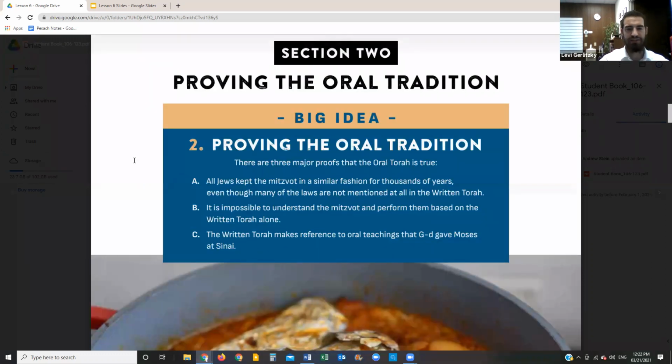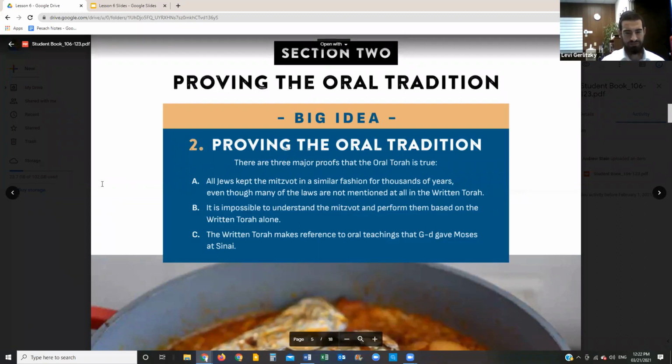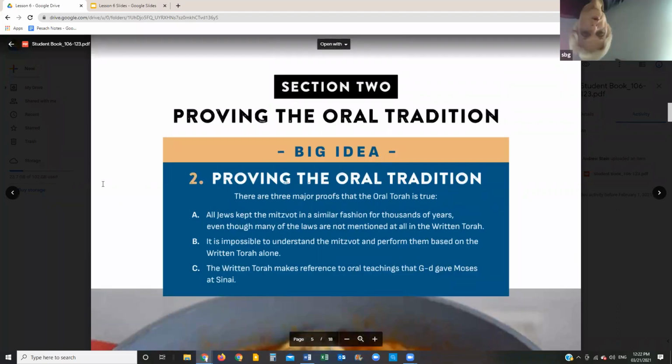And Sheila, if you'd like to read what we have pulled up over here on the screen. Proving the oral tradition. There are three major proofs the oral Torah is true. All Jews kept the mitzvah in a similar fashion for thousands of years, even though many of the laws are not mentioned at all in the written Torah. It is impossible to understand the mitzvah and perform them based on the written Torah alone. The written Torah makes reference to oral teachings that God gave Moses at Sinai.